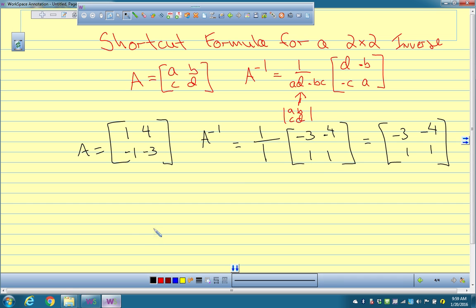And on a test, do you prefer fractions to decimals? Yes. Fractions are exact. Decimals are rounded off.